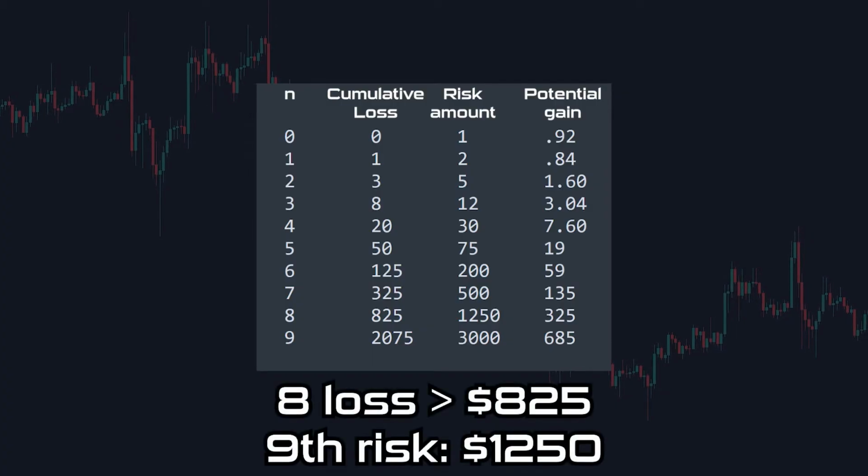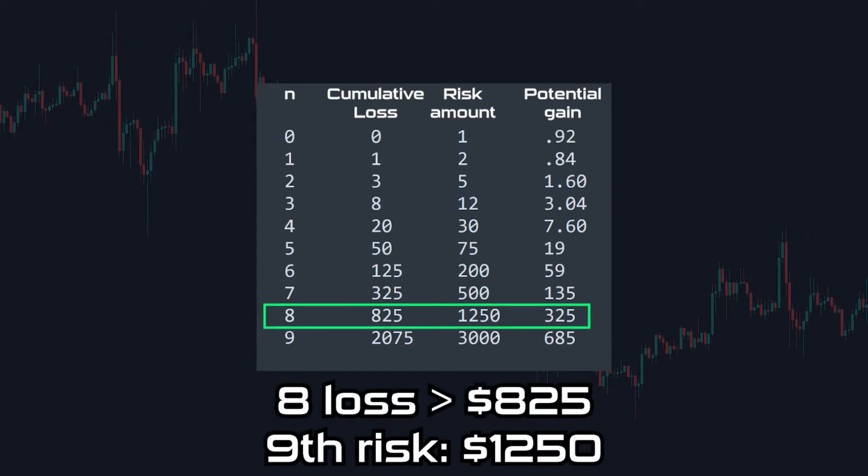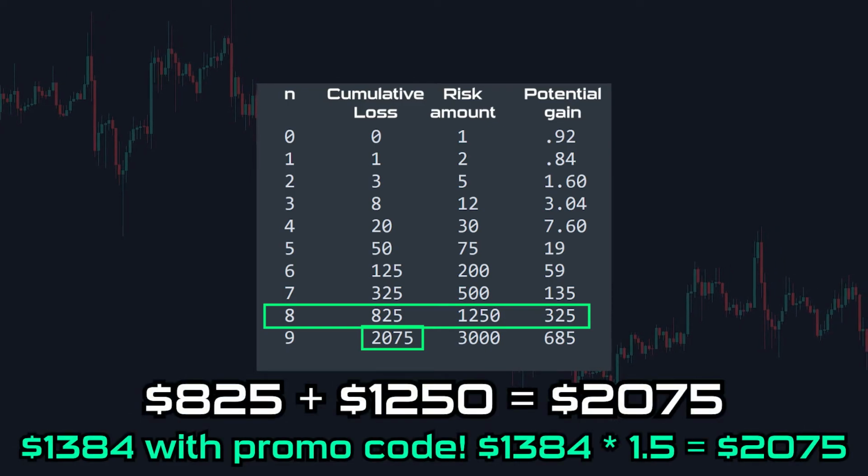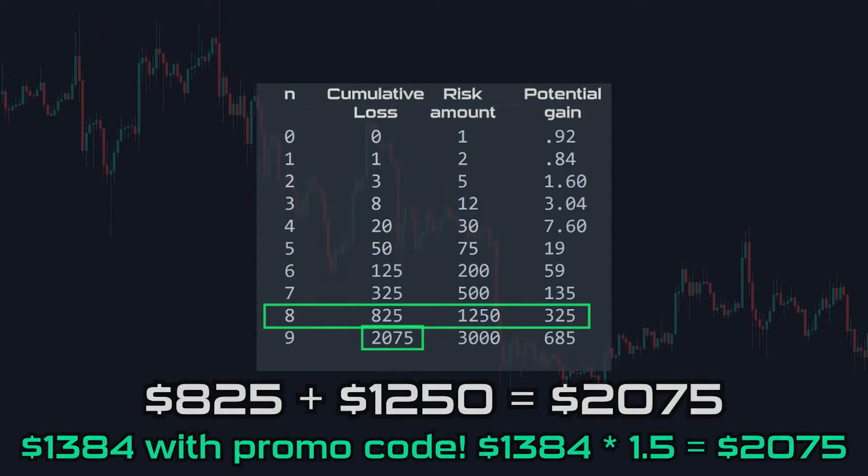To be able to survive 8 losing trades and regain everything on the 9th one, you need $2,075 or $1,384 if you haven't used your promo code yet.